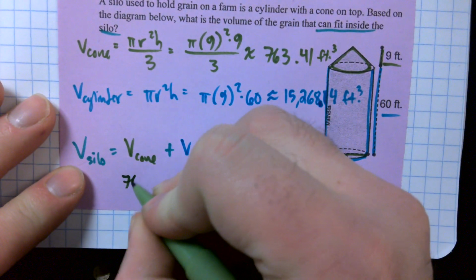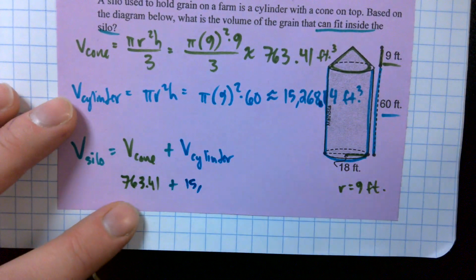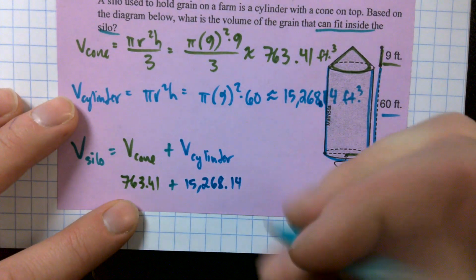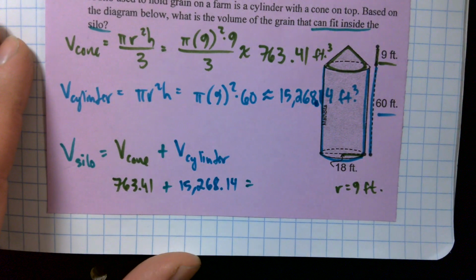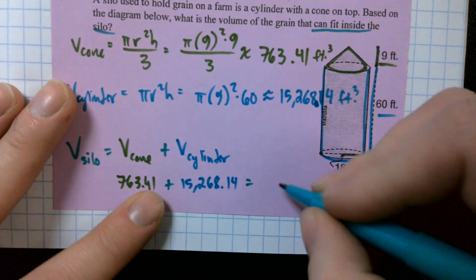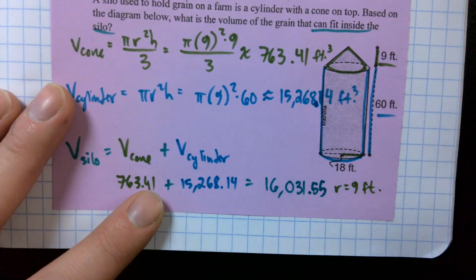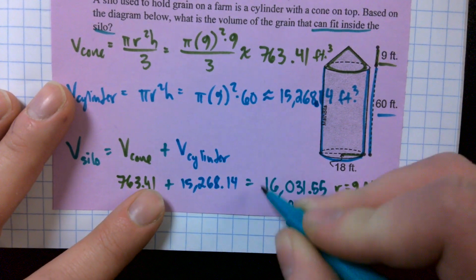So the cone's volume was 763.41. The cylinder's volume was 15,268.14. And we'll just add those together using our calculator, thankfully. 15,268.14 plus 763.41. Boom. 16,031.55. What are my units though? Feet cubed.